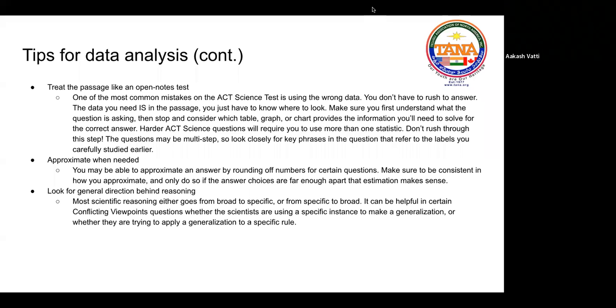But make sure to be consistent in how you approximate, and only do so if your answer choices are far enough apart that estimation makes sense. So don't do estimation if your answer choices are like 1.5 and then 1.6 and then 1.7 or something.